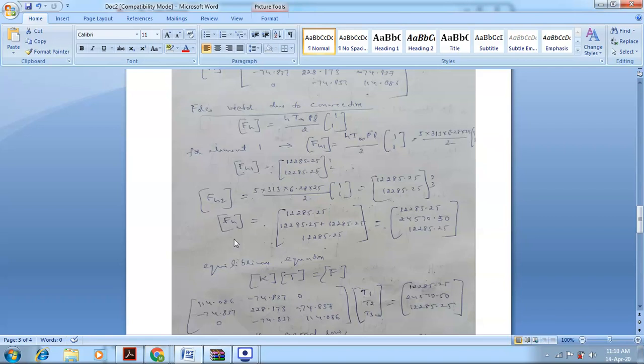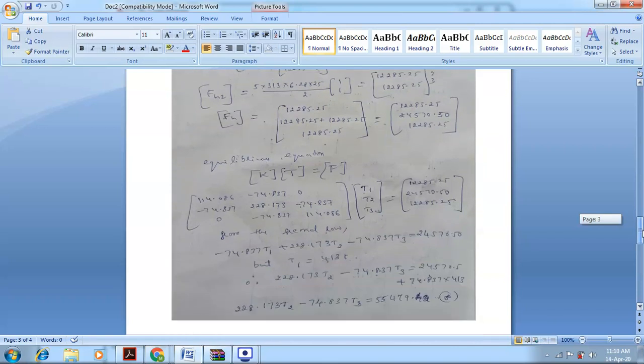Then you find out the global force vector due to convection. So we are adding it up first. This is Fh1 for the first element, which corresponds to node 1 and 2. Fh2 is for the second and third node. While adding it up, for the first node we have only 1228.525, and for the second node we need to add both the matrices, the sum of that. So this is the force vector we are getting due to convection. You are getting the global matrix.